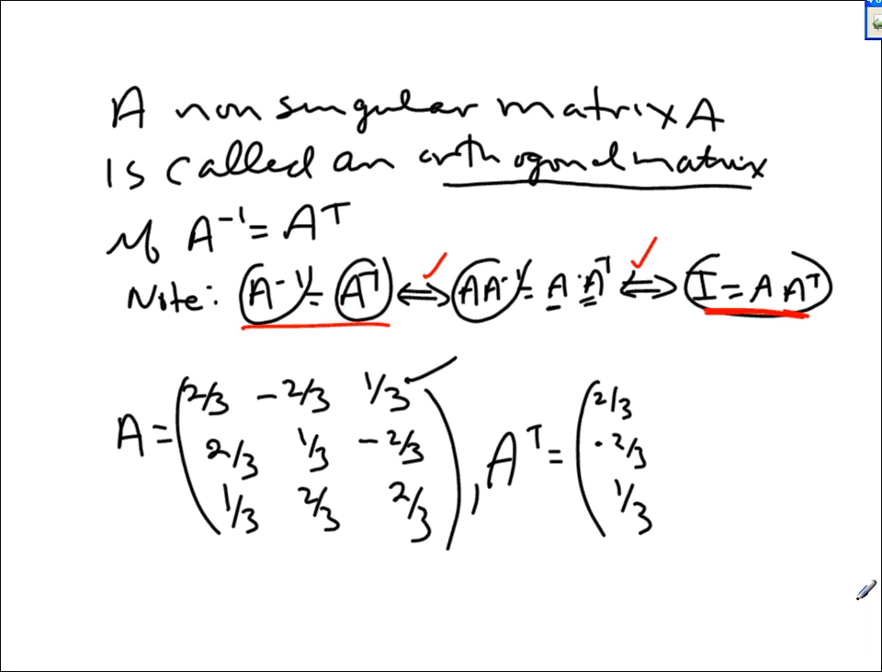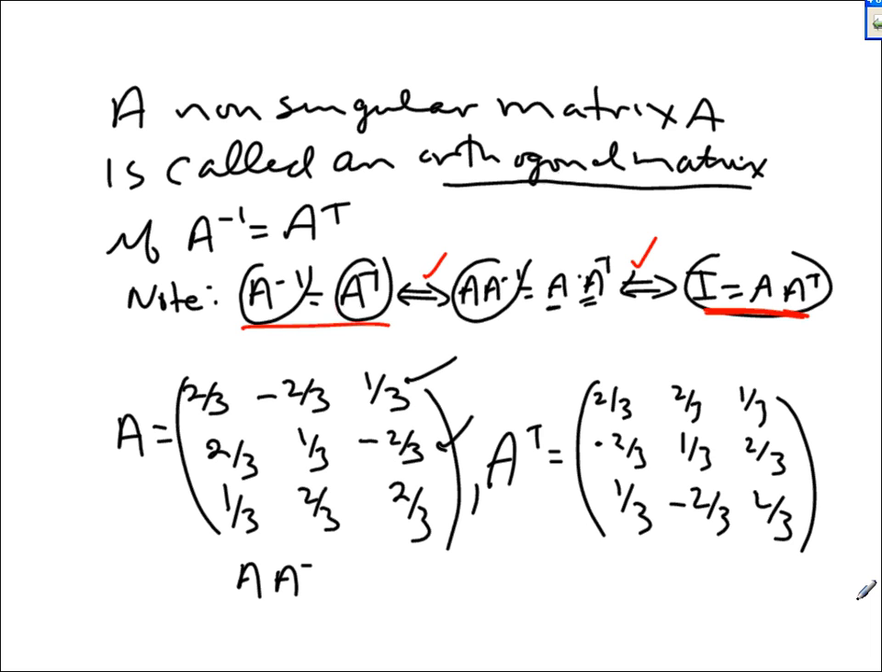The second row, I'm going to write as the second column. The second row of A, I write down as the second column of A transpose. And the third row of A, I write down as the third column of A transpose. Well, if you actually bothered to multiply these out, A times A transpose is equal to I.